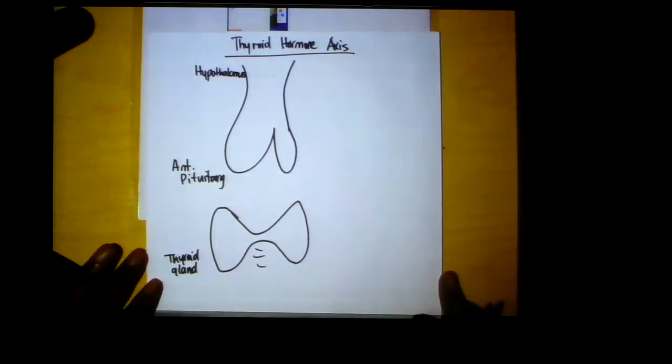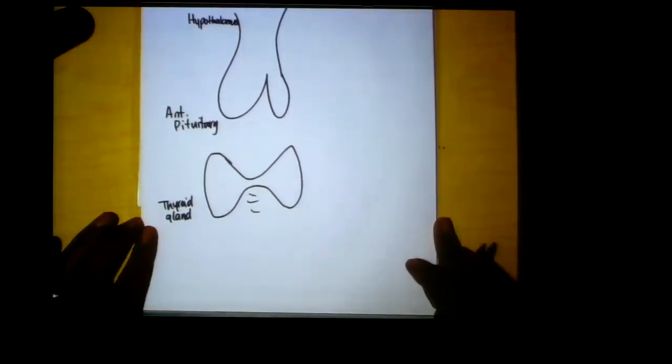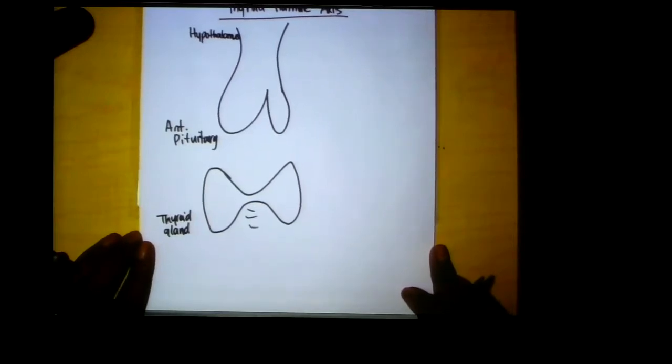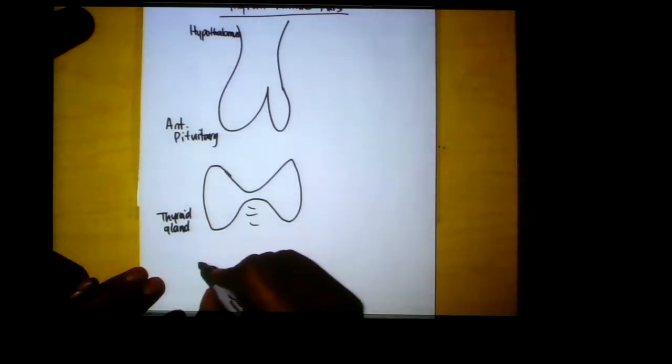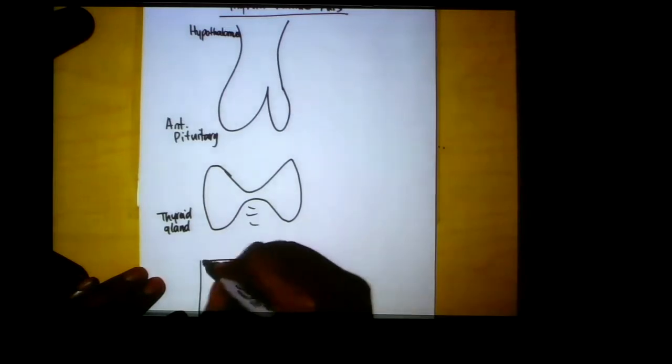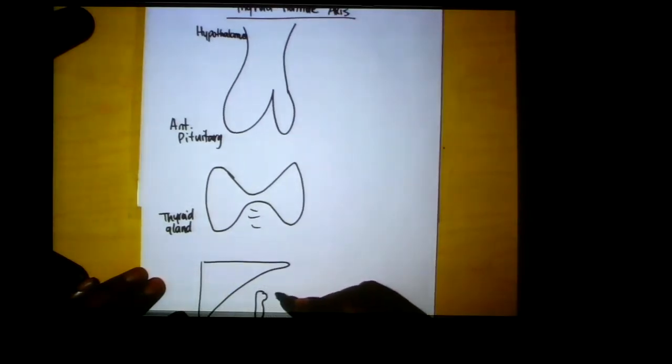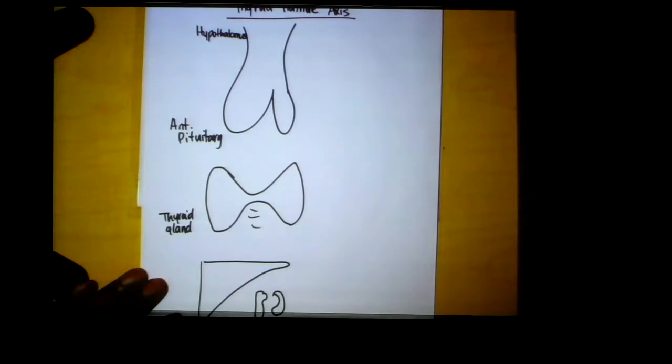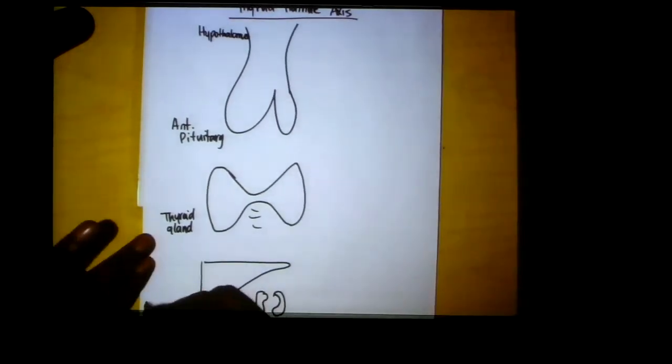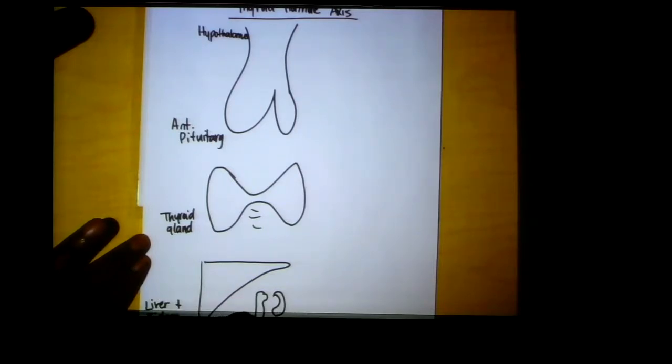And then we also know that in the case of the thyroid hormone, there are some additional target tissues, such as the liver and the kidneys, that are involved here. So liver, kidney mainly, but then other cells of our body as well. And we'll see why when we look at the function of thyroid hormone.